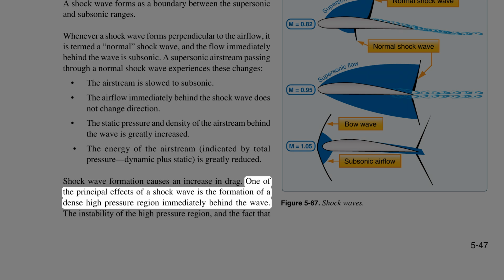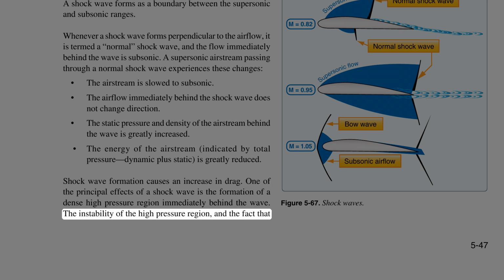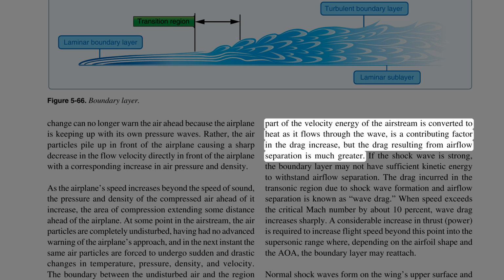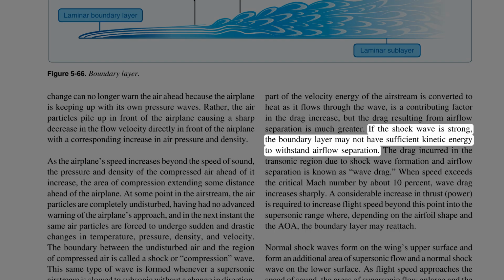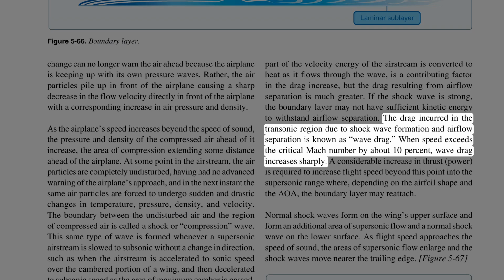One of the principal effects of a shock wave is the formation of a dense high-pressure region immediately behind the wave. The instability of the high-pressure region, and the fact that part of the velocity energy of the airstream is converted to heat as it flows through the wave, is a contributing factor in the drag increase, but the drag resulting from airflow separation is much greater. If the shock wave is strong, the boundary layer may not have sufficient kinetic energy to withstand airflow separation. The drag incurred in the transonic region due to shock wave formation and airflow separation is known as wave drag.